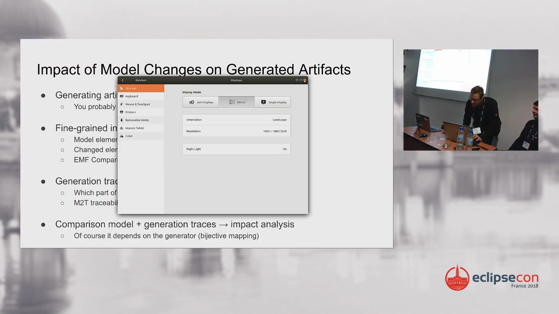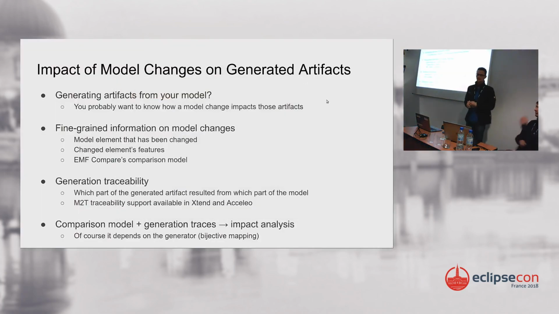All right, so the next use case that I would like to present concerns actually quite a common requirement when you are generating artifacts out of your model. So for instance, artifacts like source code, specs, or documentation. Because if you're generating artifacts from your model, of course you probably also want to know which specific model change impacts which specific part of your actual generated artifact. So for instance, when you change the model, you would like to see what actually is the impact on the source code that you generate out of the model.